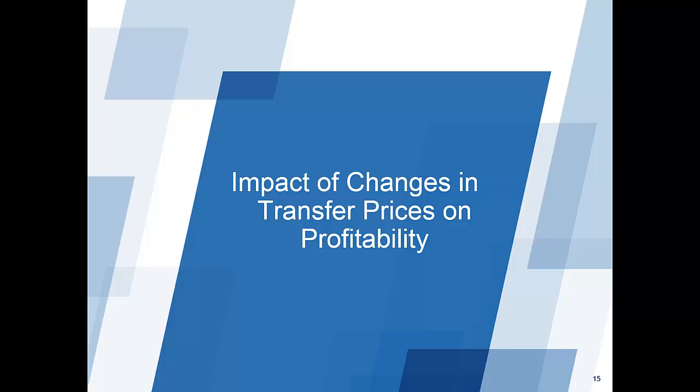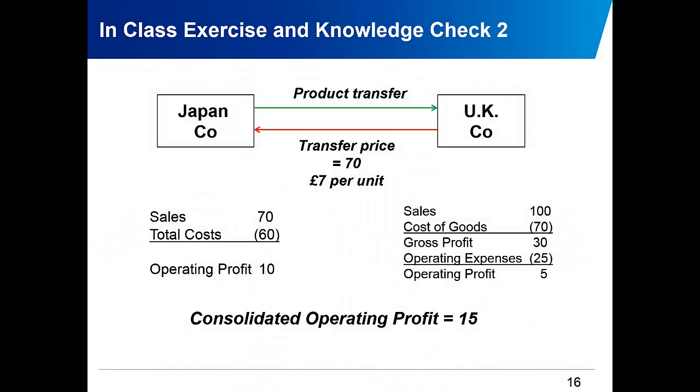We've already shown how in transfer pricing the profit and loss statements of the two parties in the transaction are going to be linked based upon the transfer price. Now we're going to discuss how a change in the transfer price will affect their profitability. So let's start from the example that we've already worked through.